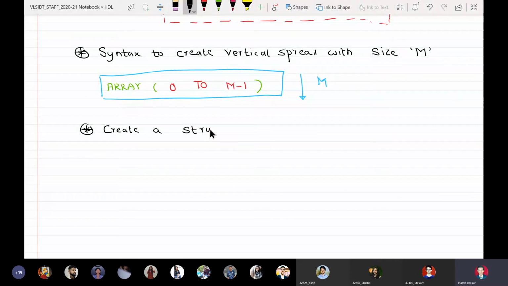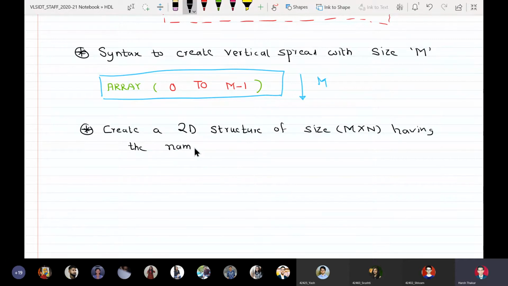Create a two-dimensional structure of size m by n having the name mem.